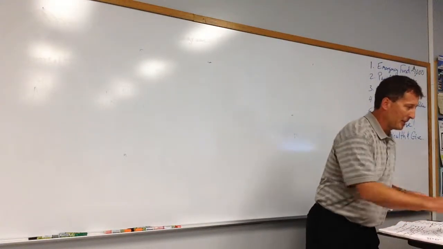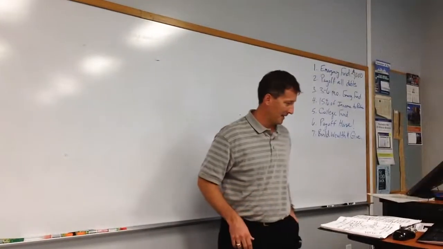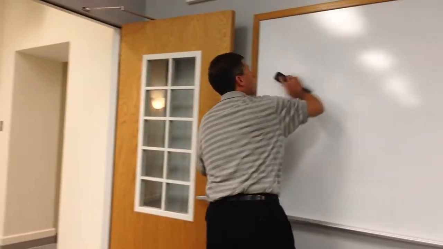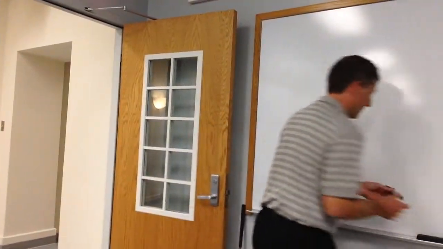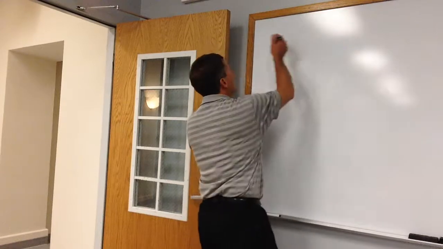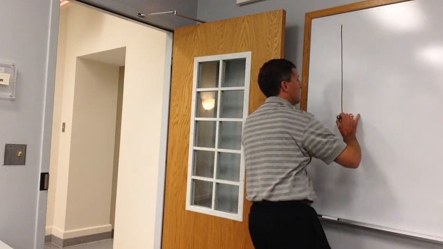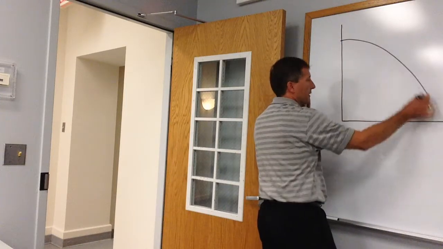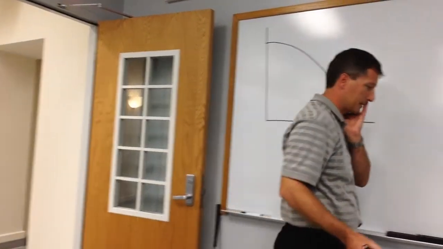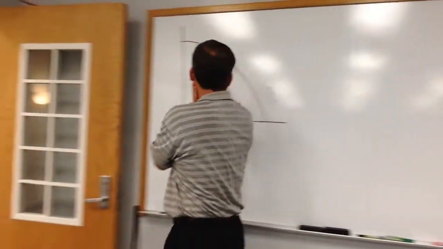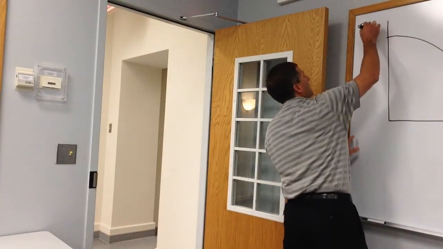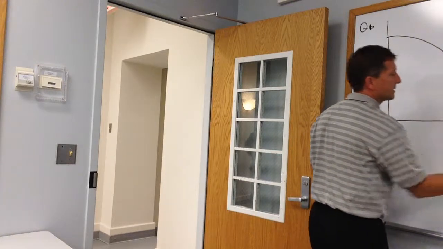What did we do last time? We had some pizza and beer we were working on, and we mapped out the production possibilities frontier, and we had something that looked like this. I won't maybe redraw everything perfect. And it was showing the maximum combinations of two goods. Our two goods were the quantity of beer and the quantity of pizza.